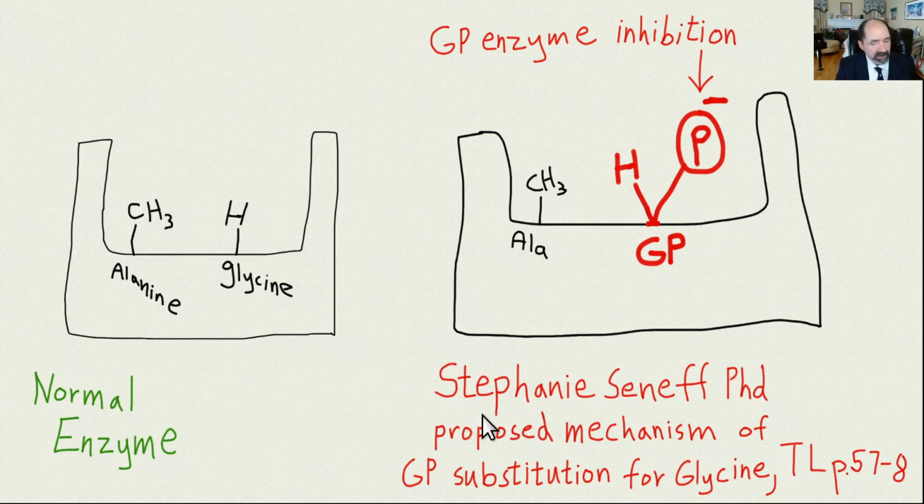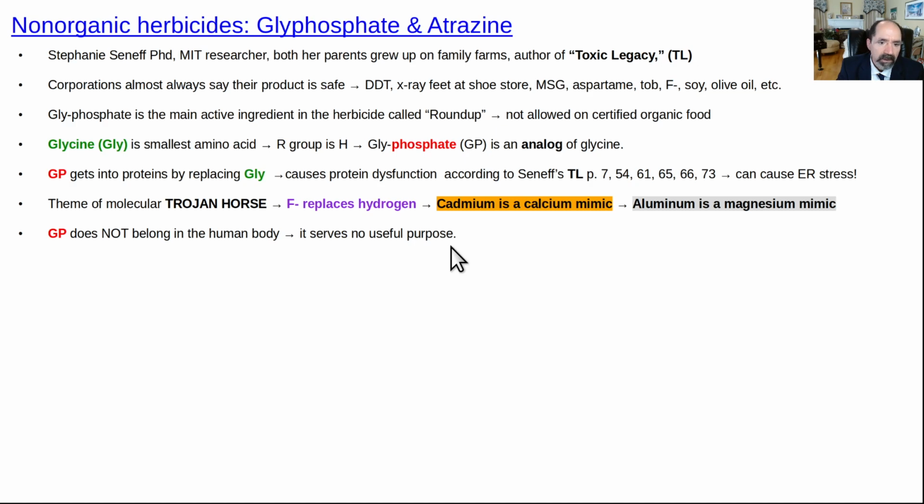So if you want to see Stephanie Seneff's book, Toxic Legacy, pages 57 to 58 are the main part where she discusses this theory of hers. And I would say this reminds me of the whole concept of a Trojan horse, whereby one molecule can mimic another and then get itself incorporated into other macromolecules, proteins, and other structures, and then cause them to dysfunction.